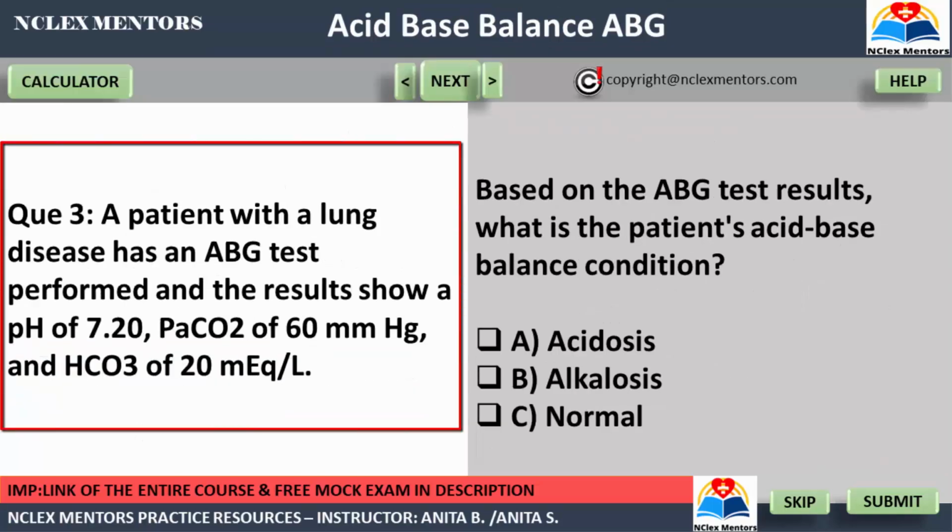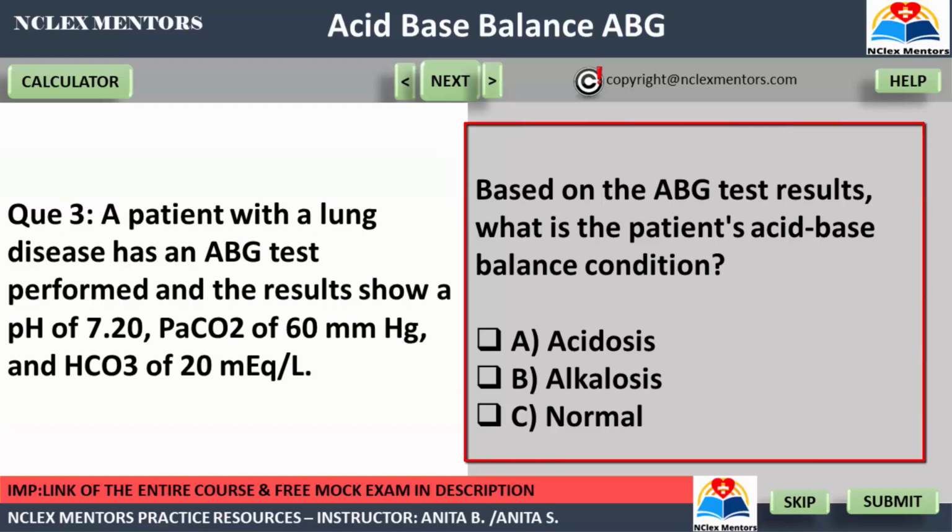A patient with a lung disease has an arterial blood gas test performed and the results show up as pH 7.20, partial pressure of carbon dioxide of 60 millimeters of mercury, and bicarbonate of 20 milliequivalent per liter. The question is, based on the arterial blood gas test results, what is the patient's acid-base balance condition? The options for this question given on the screen are Option A, acidosis. Option B, alkalosis. Option C, normal. I will give you some time to go through the question and the options.